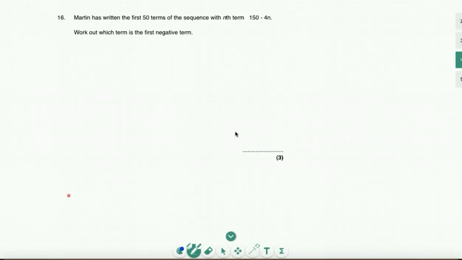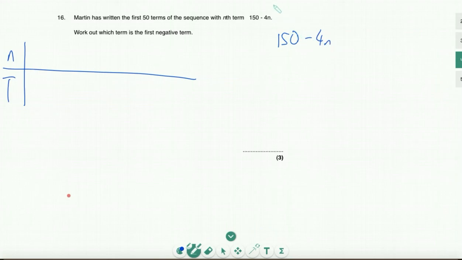Next question. Martin has written the first 50 terms of the sequence with nth term 150 minus 4n. Work out which term is the first negative term. All right, let's try and understand this problem. So we have a sequence. I draw my table, n and t. And our nth term is 150 minus 4n. Let's first start by trying to fill out a few terms in this sequence.